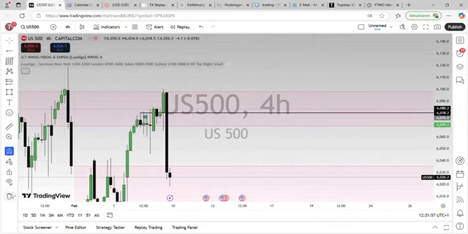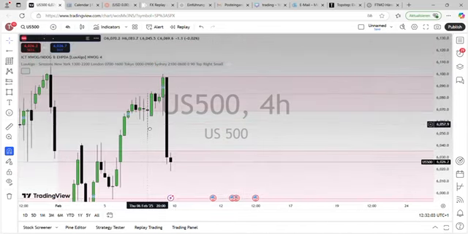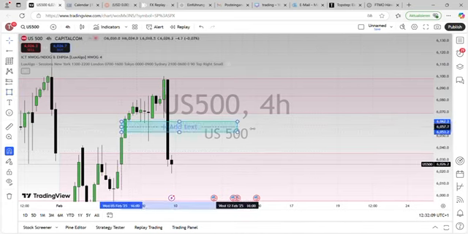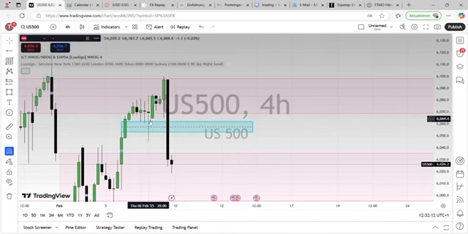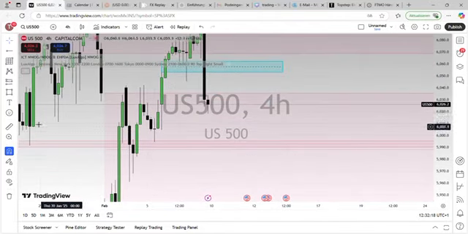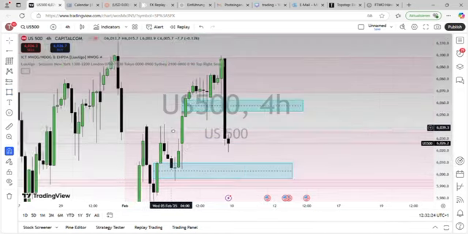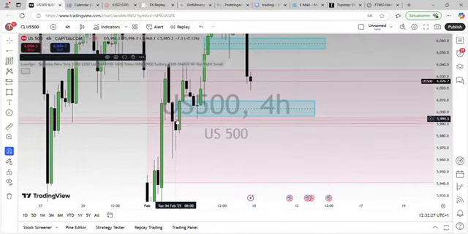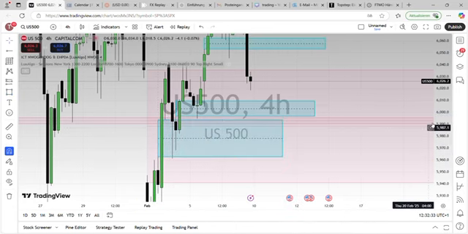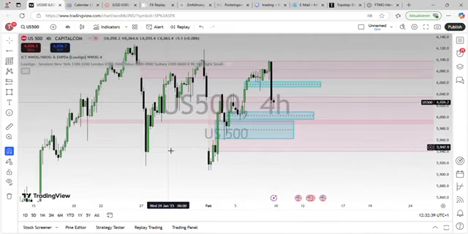So as you can see, on Thursday we filled in this fair value gap right here, and then we moved higher into this new week opening gap. Then here on Wednesday last week we filled in this 4-hour fair value gap and moved higher, and on Tuesday we filled in this fair value gap to move higher. So you can see you can also use them on bigger time frames to know where price likely wants to go.